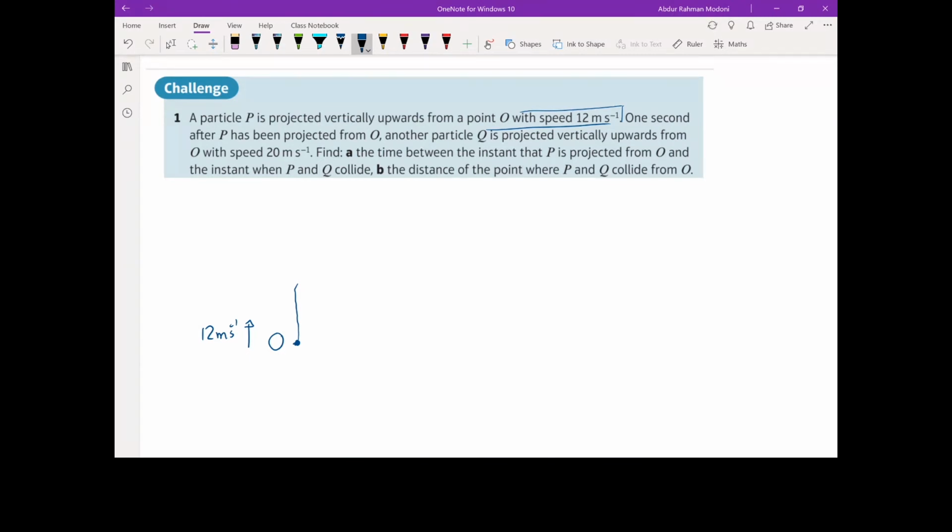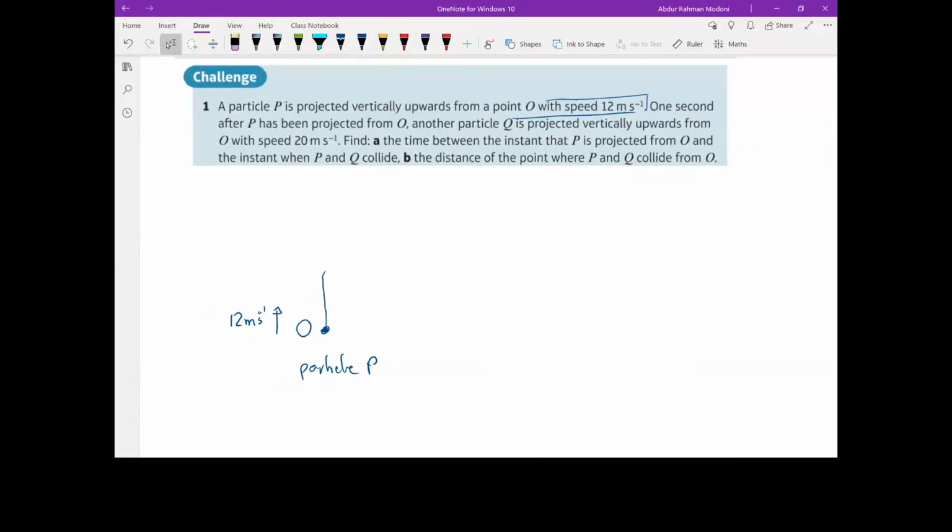Okay, and this is particle P, so I'll just write it under here, particle P. One second after P has been projected from this origin O, another particle Q is projected vertically upwards from O, which means it's from the same point, and with a speed of 20 meters per second. Now, I could start drawing again from that point O and draw another path for Q, but it's going to be overlaid on top of each other, and it's going to be really hard for me to distinguish between the two.